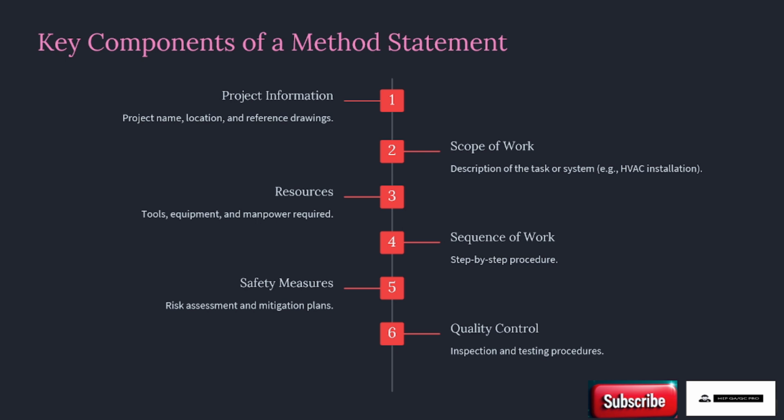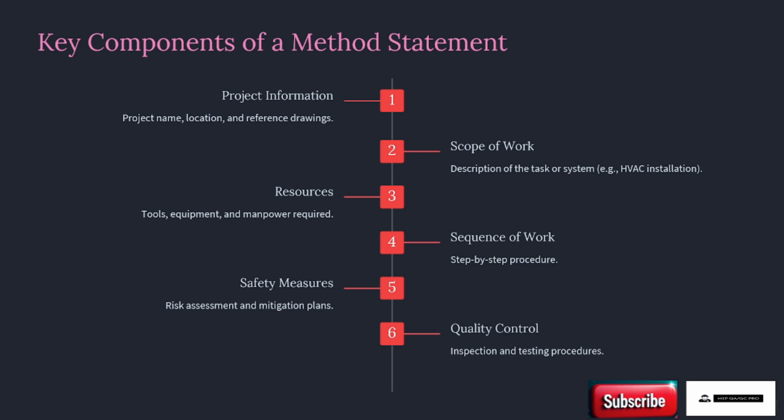And the last one, also a topmost one after the sequence of work, because when you are submitting this method statement, is the inspection and testing procedures, meaning quality control, which is known as ITP. That is a very important procedure you need to add in the method statement.